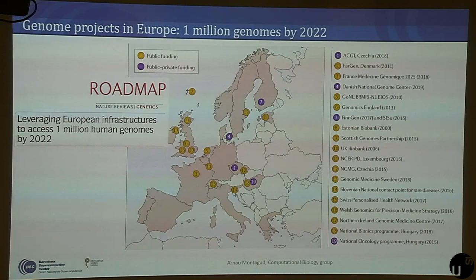So the idea here is that we're going to have a problem in 2022 where we have 1 million genomes. So what do we do with this data? I mean, yes, we can analyze one by one, but then maybe there will be a point when we'll need some kind of infrastructure to analyze this.